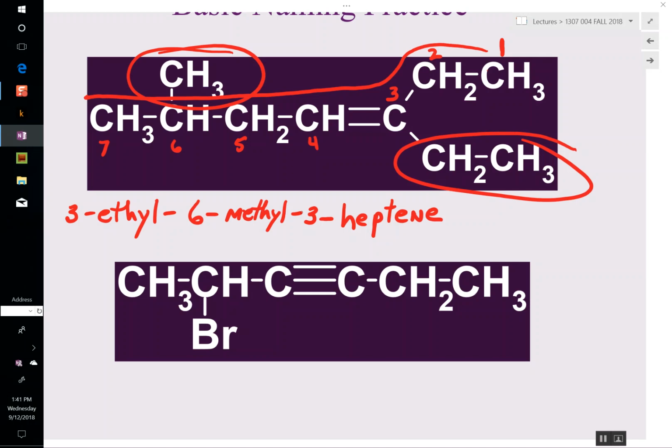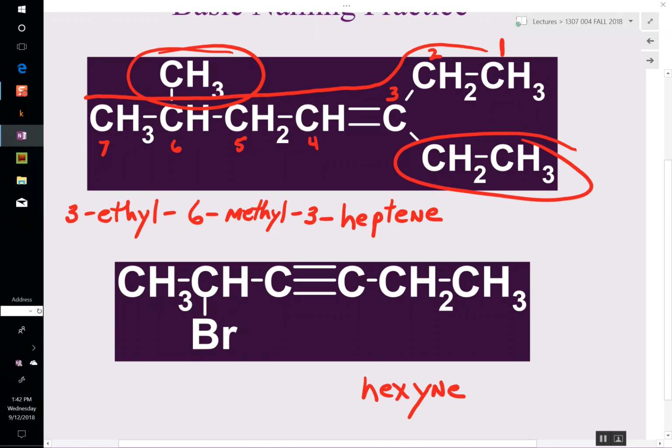Well, let's just do this one and then we're fine for today. Longest chain. Remember, rule number 1. Don't ever forget rule number 1. That's what this is all about. This was all about rule number 1. Don't forget it. Longest chain drives you towards the correct name of a compound. So how many carbons here? 6. So it's what? Hexyne, because it's an alkyne.